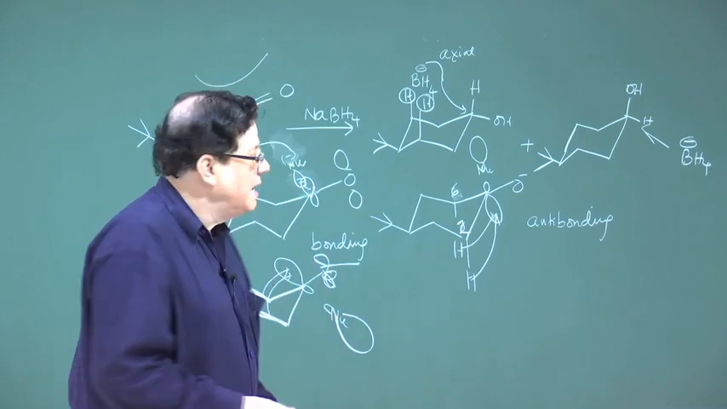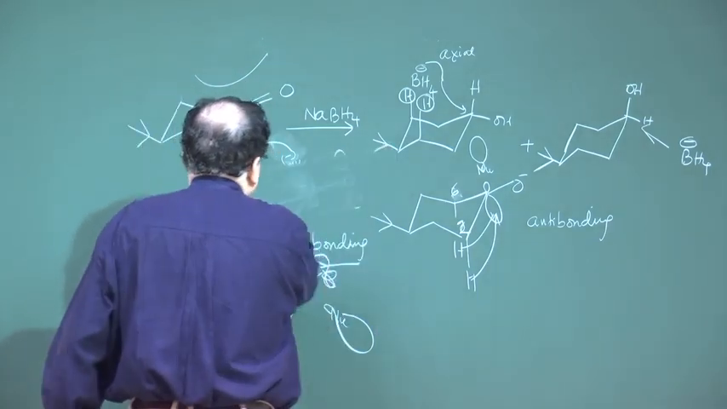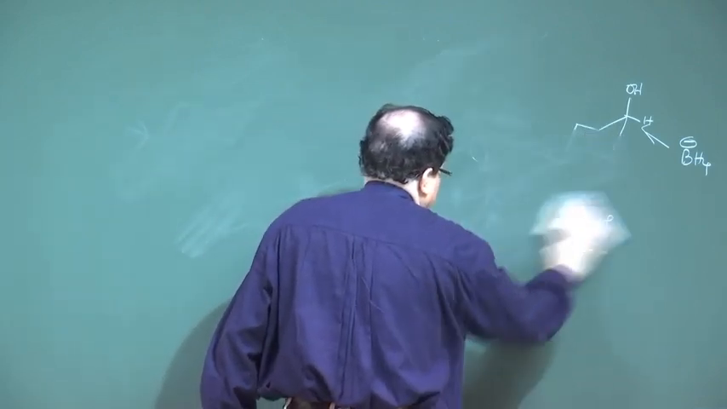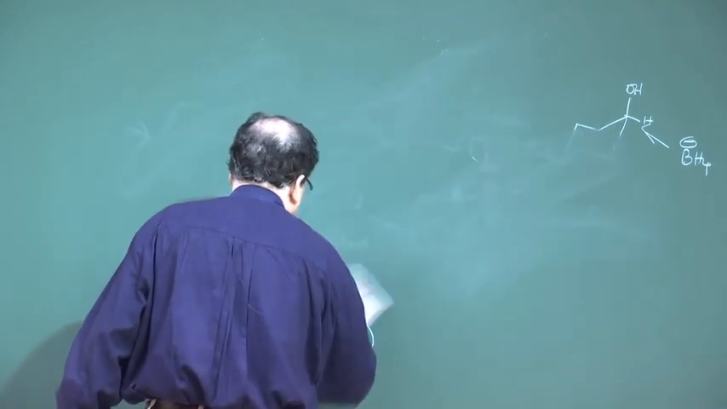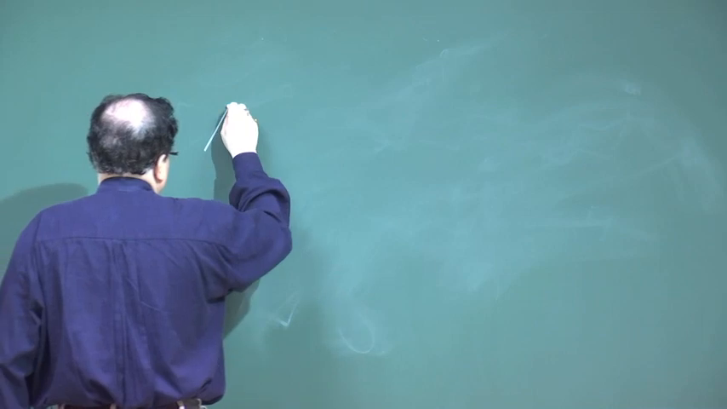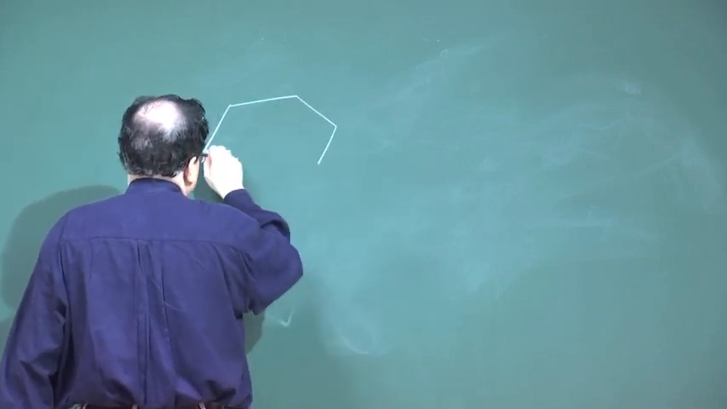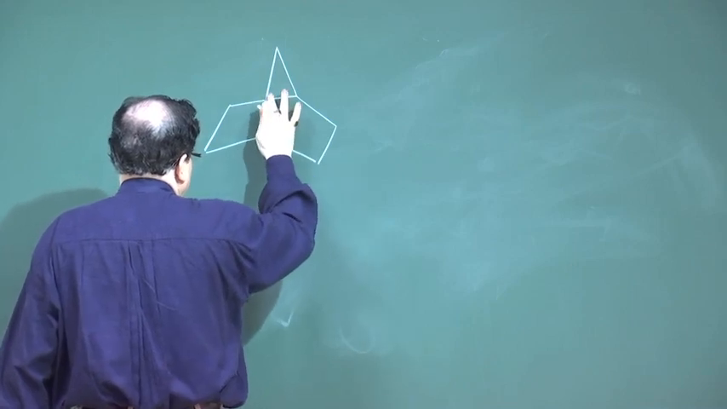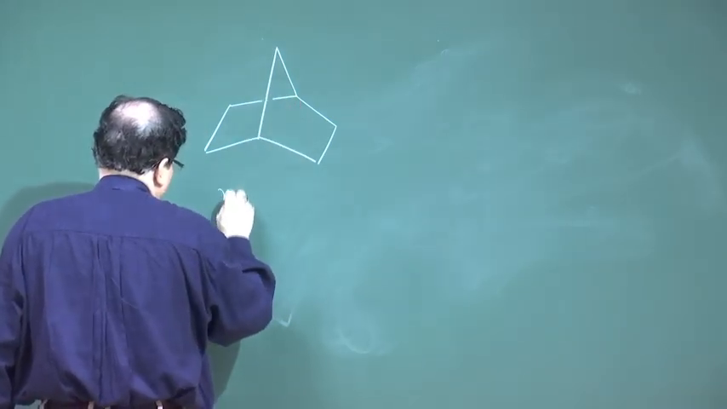So, in that case what we need to do is to take a carbonyl system where both the sides are facially symmetrical, both the faces are facially identical. Okay. Like if you take a bicyclic system like this, this is by the way called a norbornene system.